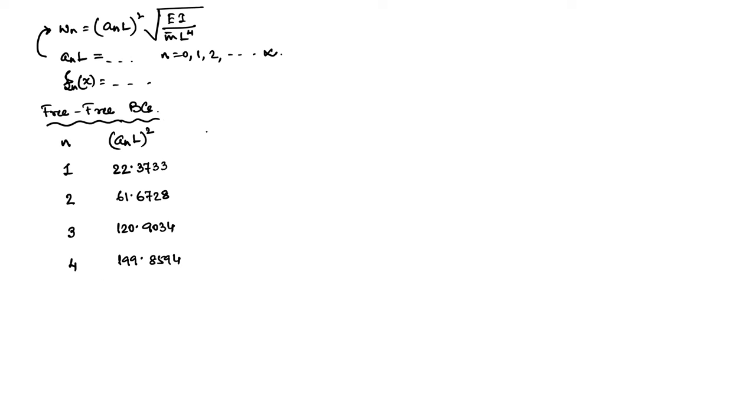Then sigma_n will be 0.9825, then 1.0008, then 0.9999, and then 1.0000.